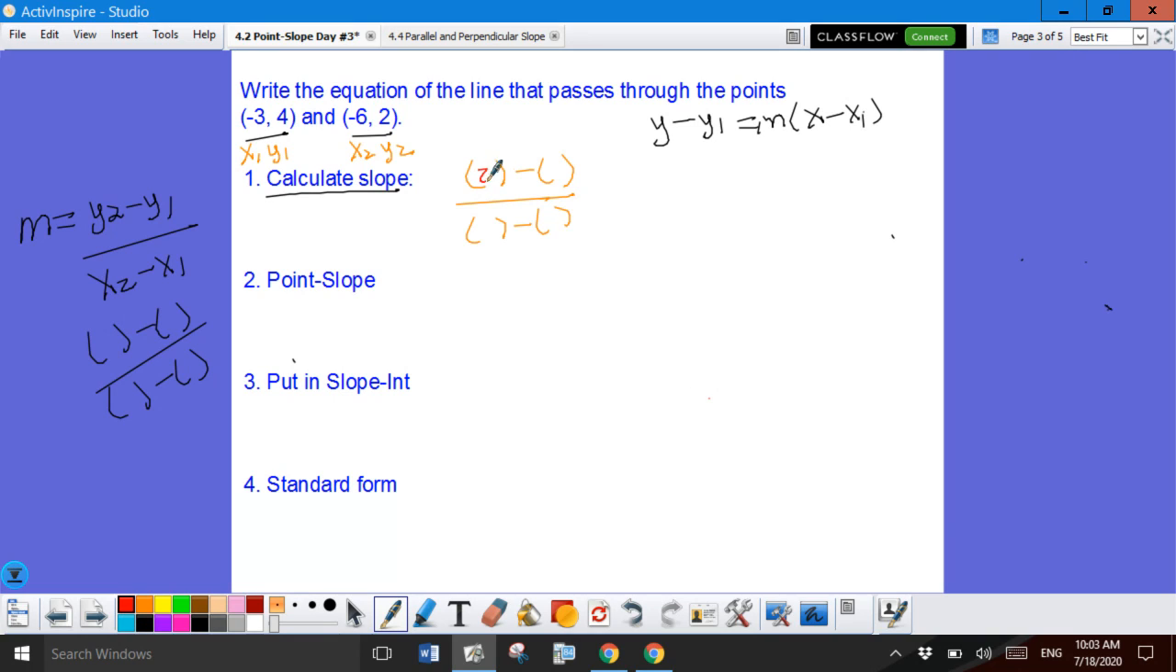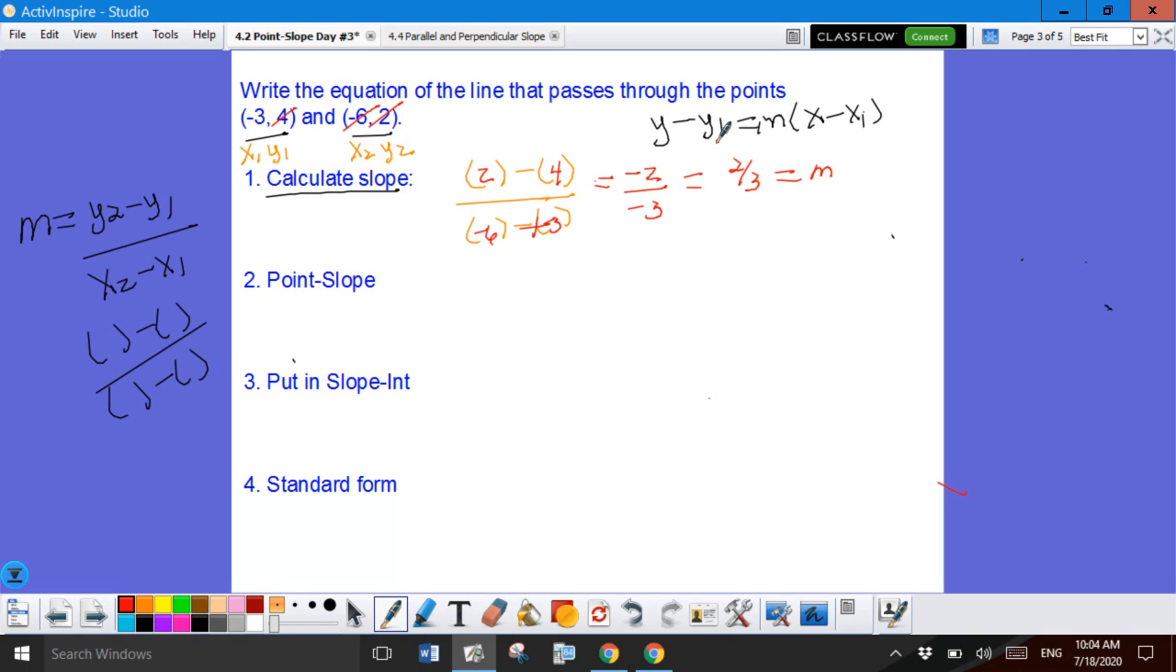So y2 is 2. The matching number is the 4. Then I have the negative 6 and a negative 3. So on top, 2 minus 4, that gives me a negative 2. On the bottom, negative 6 minus a negative 3, the double negative becomes a positive, and that is a negative 3. So if I simplify that, my slope is going to be 2/3. So now I have my slope.